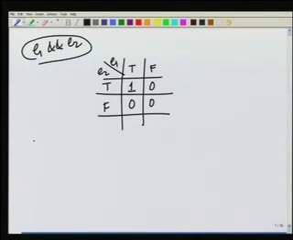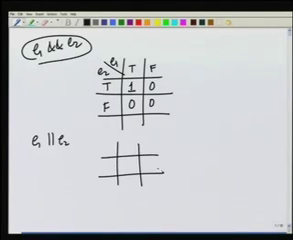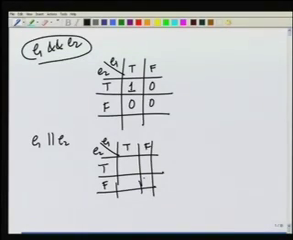Similarly, we can define a truth table for the expression E1 or E2. So again, the four possibilities. In this case, the expression E1 or E2 is going to be true if either E1 is true or E2 is true, or if both of them are true. So it's going to be false in only one case, when both E1 and E2 are false. And so we have a 0 over here and 1 in all the three entries.